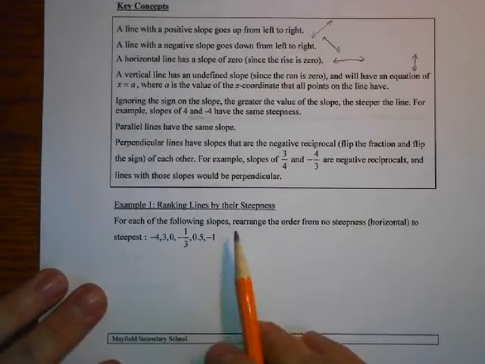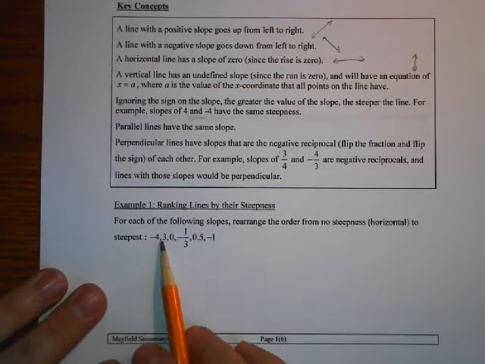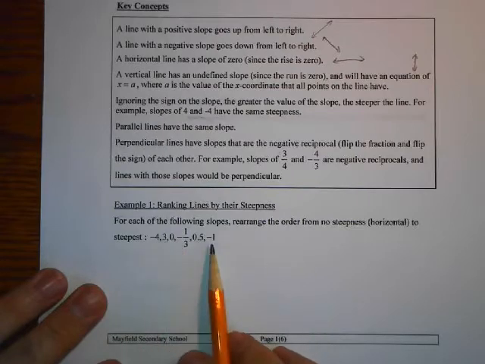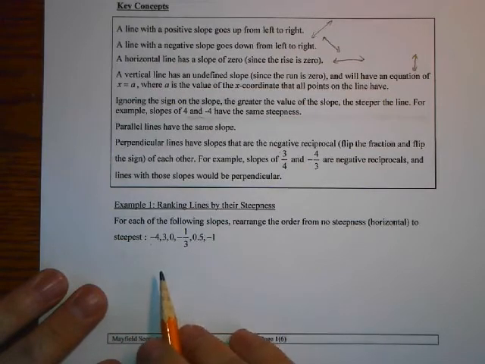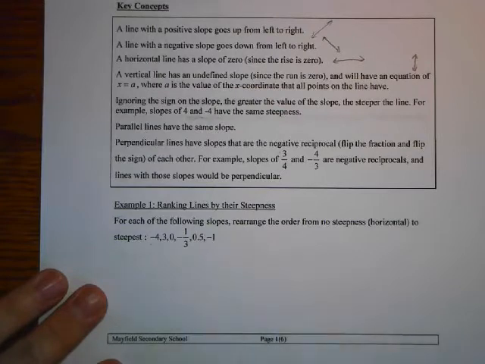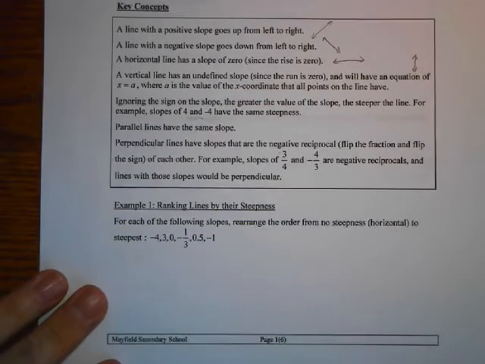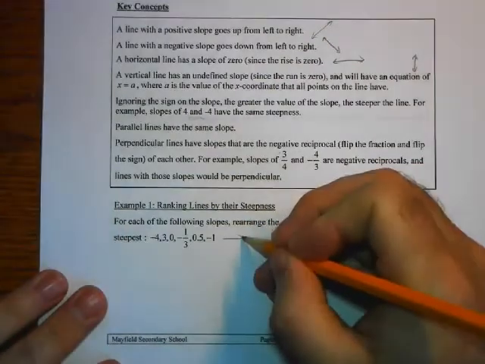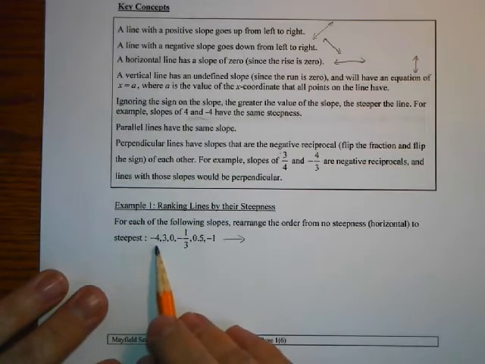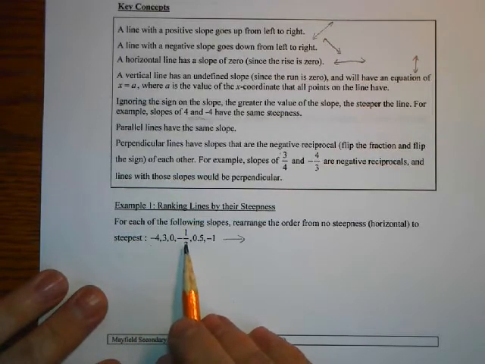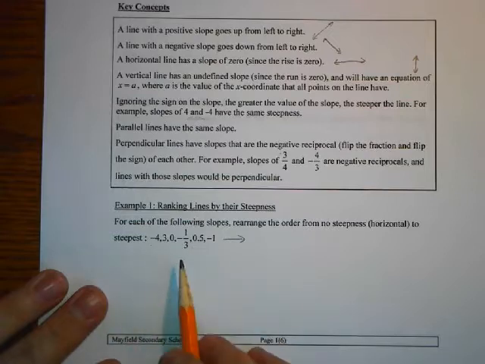So the first question is about the steepness. So I've got a bunch of values of slope here, some negative, some positive, fraction, decimal, 0, so just about everything. So we want to rearrange these slopes from no steepness, or the less steep, to most steep. So I'm actually going to take each of these. I'm going to strip off the negative sign, because remember that doesn't matter for steepness. And where I see the fraction, I'm going to change it to a decimal, so it's easier to compare to the other numbers.